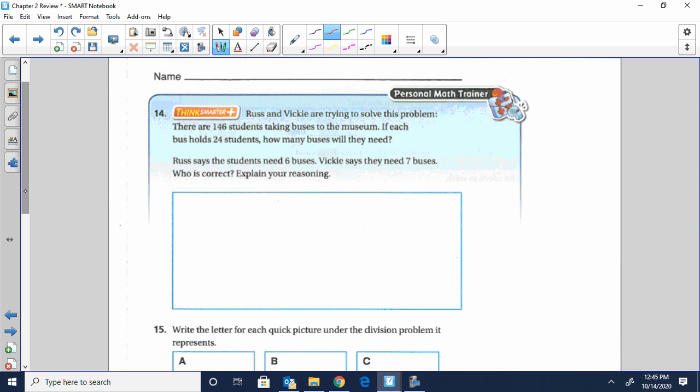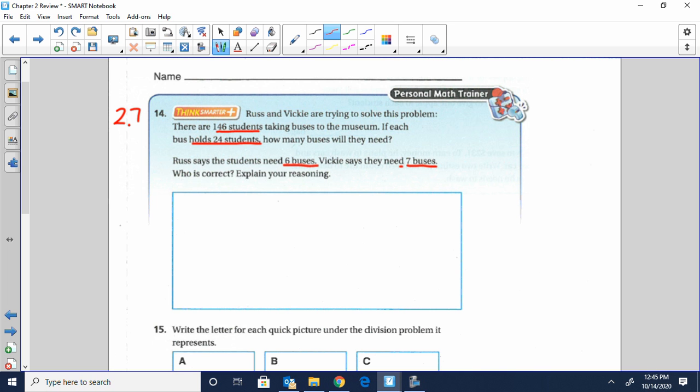All right, question number 14 is from lesson 2.7, interpreting the remainder. Russ and Vicky are trying to solve this problem. There are 146 students taking buses to the museum. If each bus holds 24 students, how many buses will they need? Russ says they will need 6 buses, and Vicky says 7 buses. We need to figure out which person is correct.